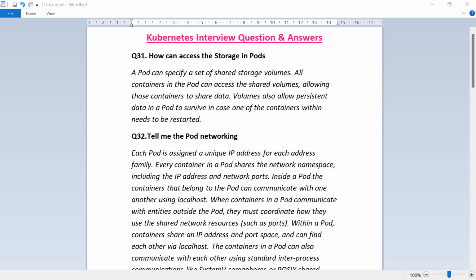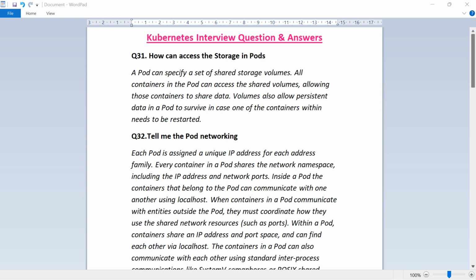How can you access the storage in pods? This is a question. A pod can specify a set of shared storage volumes. All containers in the pod can access the shared volumes, allowing those containers to share data. Volumes can also allow persistent data in a pod to survive in case one of the containers within needs to be restarted.